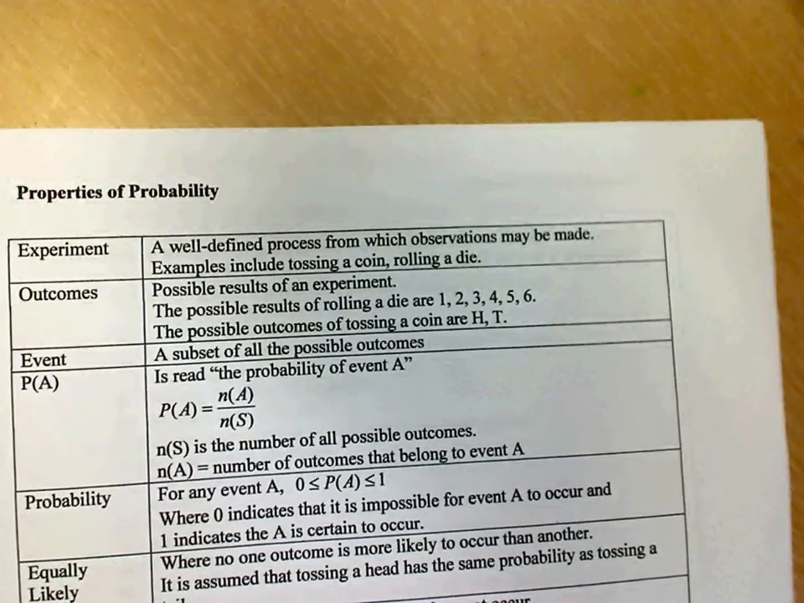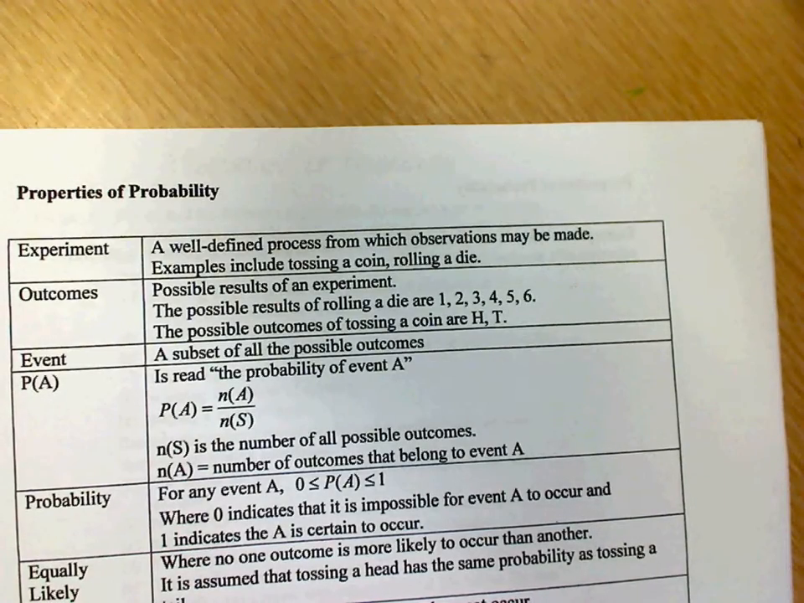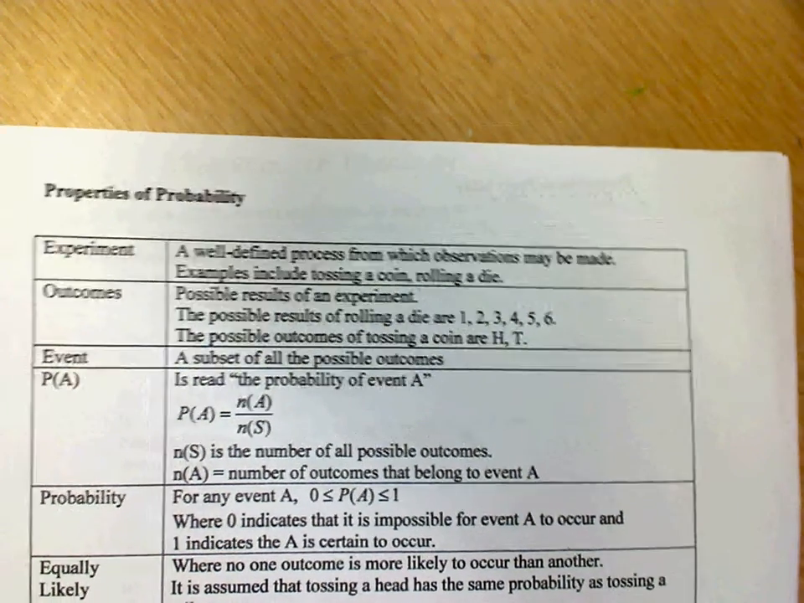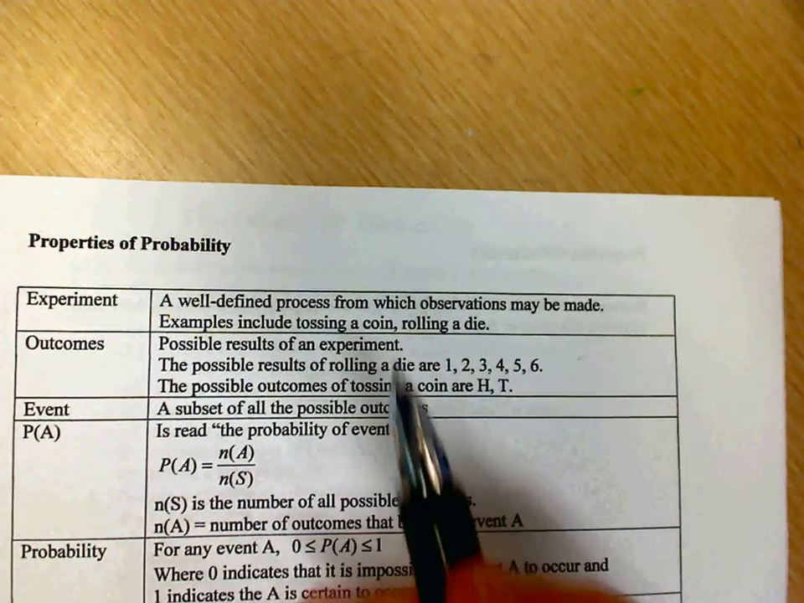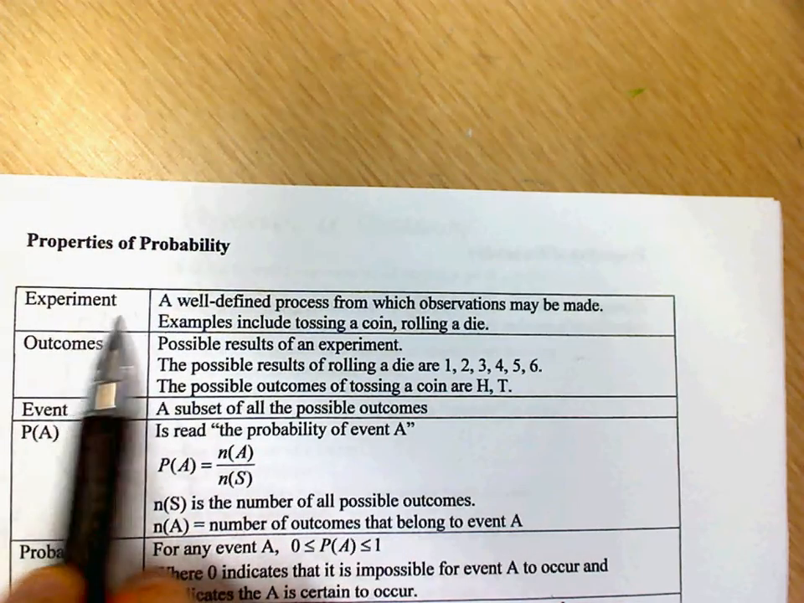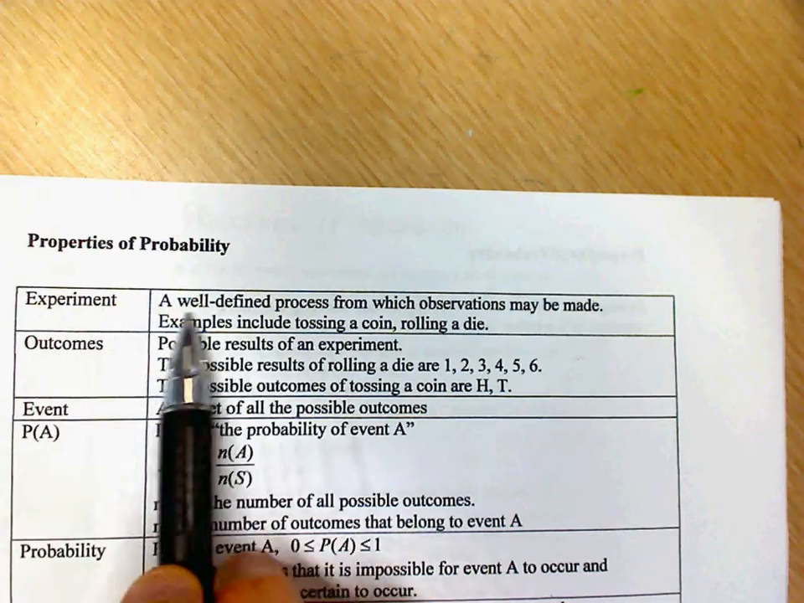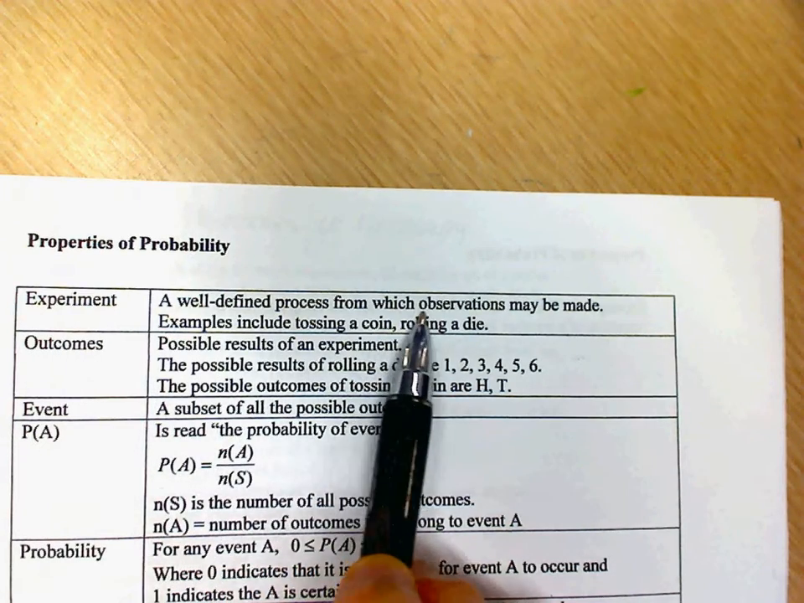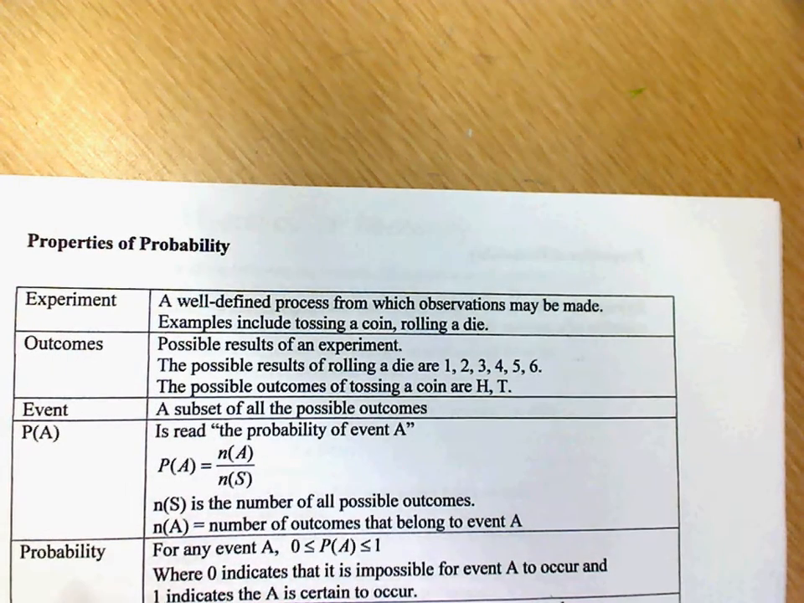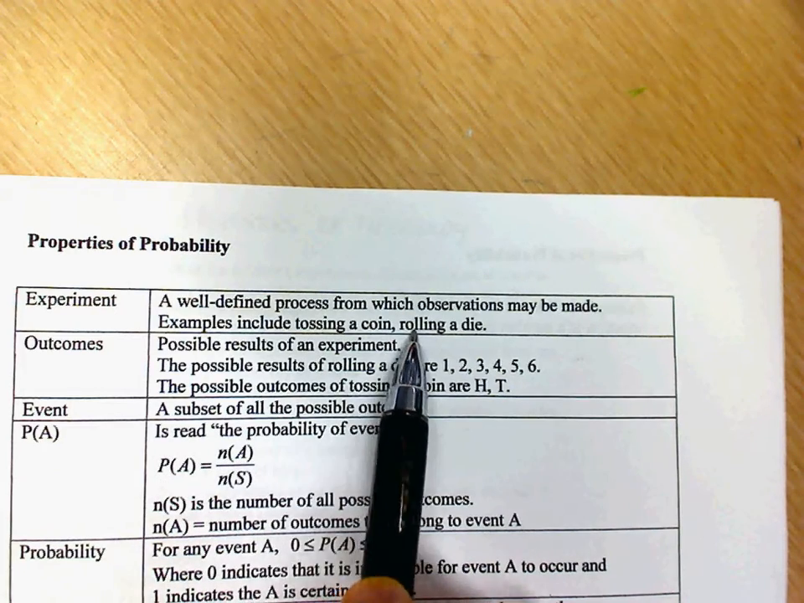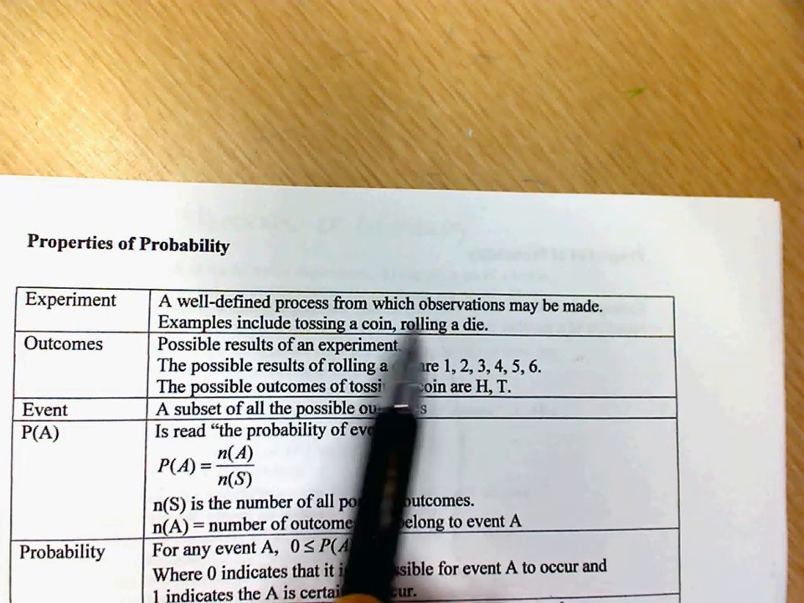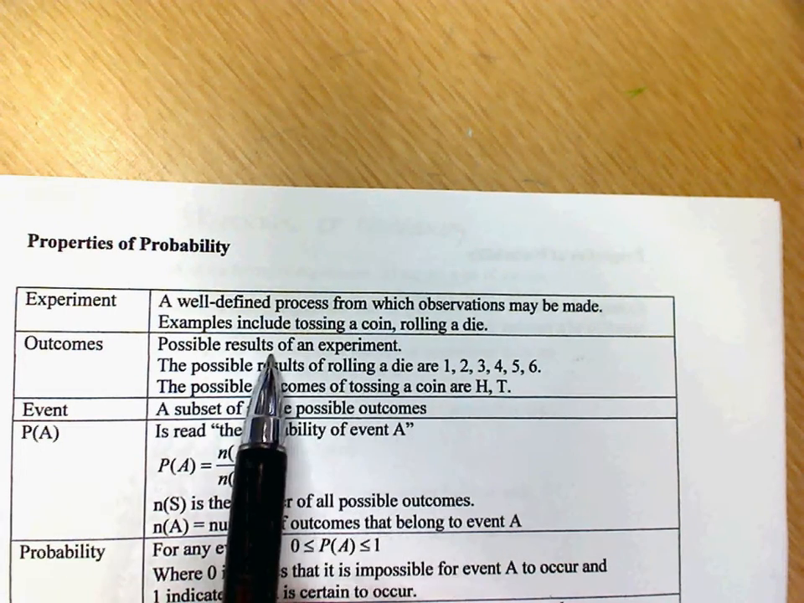Okay, so today we're talking about probability and a definition of some terminology that we have to know before we really get into things. An experiment, and this is more like a probability experiment, is a well-defined process from which observations may be made. Examples include tossing a coin and rolling a die. So your knowledge from the previous unit will really help you in this unit.